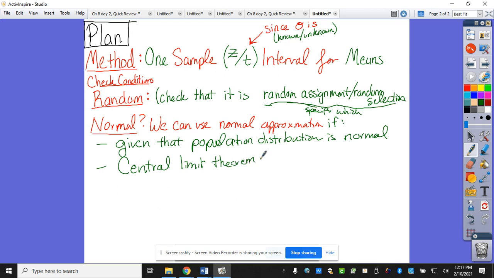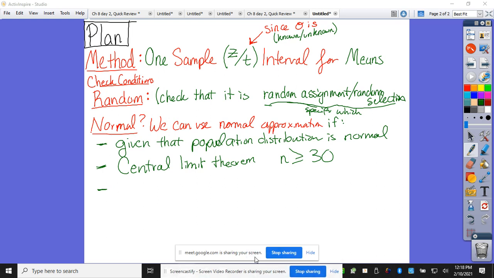And what do I check for central limit theorem? n is greater than or equal to 30. And I want you to write that there's a third one, but we're not going to write that in right now. We have a third option, we just haven't gotten there yet.